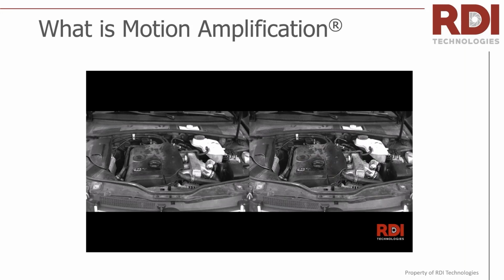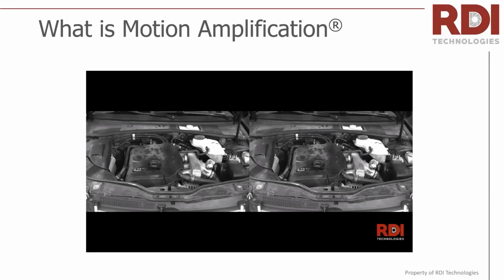So what is motion amplification? It's essentially turning a camera into a vibration sensor, a displacement sensor, where you take millions of pixels and turn them all into sensors. Then we measure motion everywhere, and we do that very quickly and very efficiently.